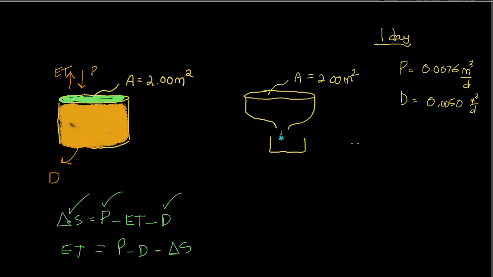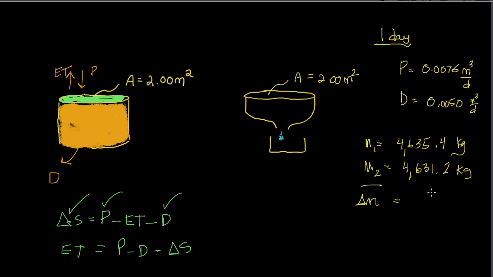So this is the only sort of tricky part of these lysimeter problems. Our initial mass, our mass at the beginning of the experiment, we'll call that M1, was equal to 4,635.4 kilograms. Our mass at the end of the experiment, we'll call that M2, was 4,631.2 kilograms. So you can see that it's lost mass. Presumably that's the water that's evaporated, right? So the change in mass here, I'm just going to subtract one from the other, is going to equal minus 4.20 kilograms. So that is the kilograms of water that were lost to storage in our monolith.